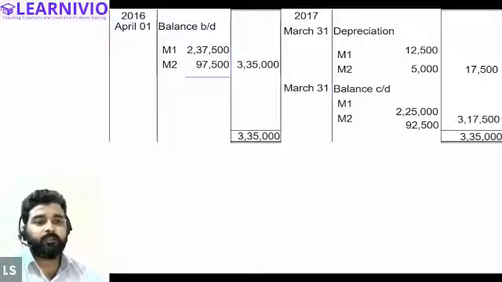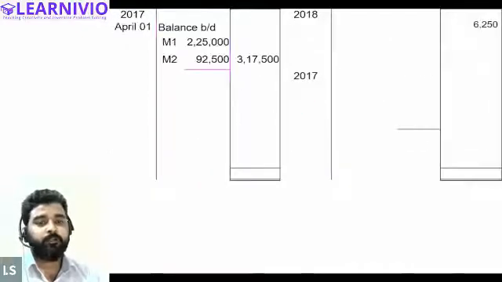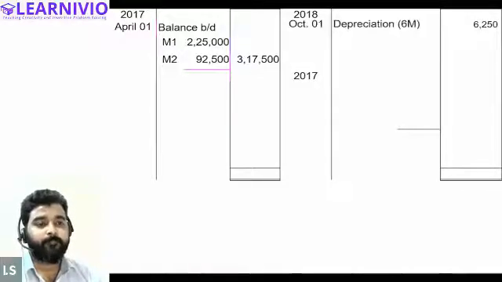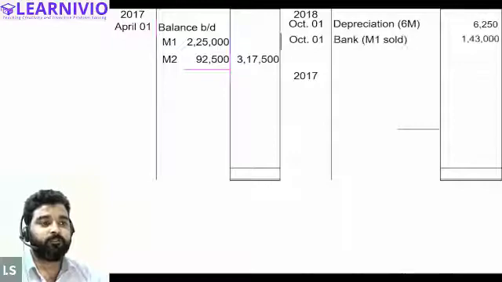Now let's move to 2017-18. We will carry this balance as our opening balance for the next year. So the opening balance will be 2,25,000 for machinery 1, 92,500 for machinery 2, and 3,17,500 in total. Now what is happening? We are selling machinery 1 for 1,43,000.